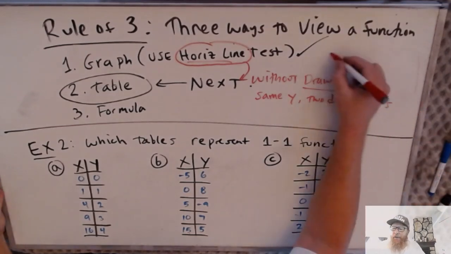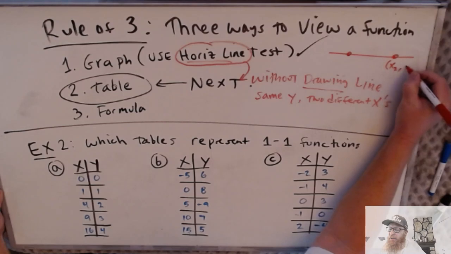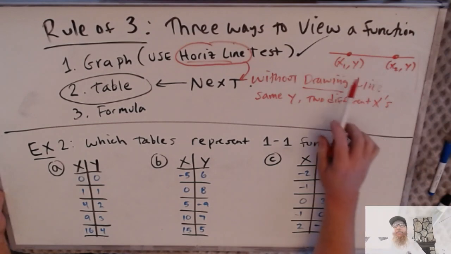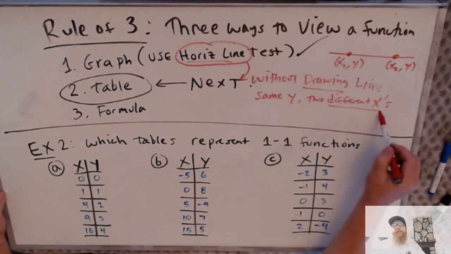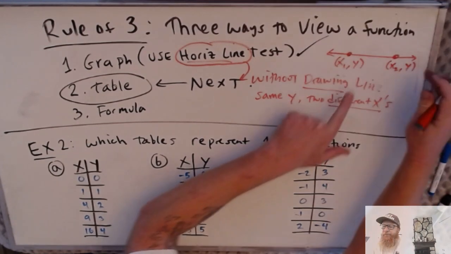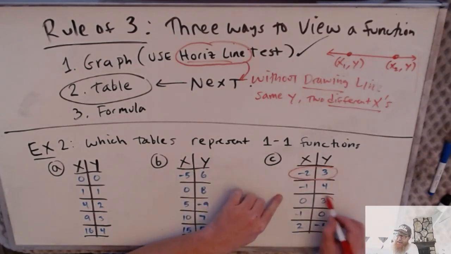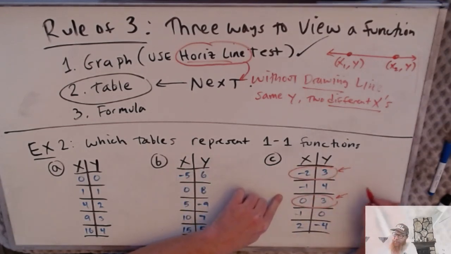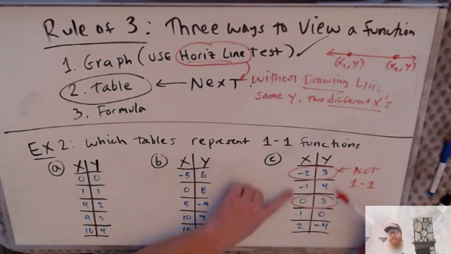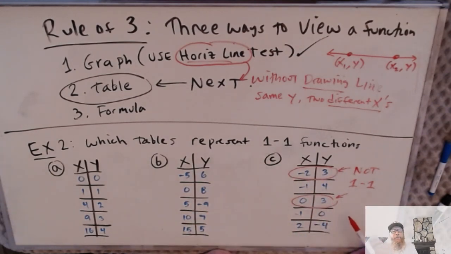All right? A picture of that would look like this. You have x2, comma, y. And then you have x1, comma, y. You have two different x's, but they both touch the same exact y value. So just look at these. If you see the same y value with two different x's, this is not one-to-one because it has the same y value with two different x values.